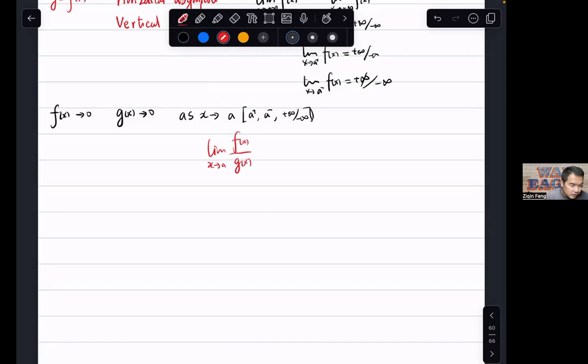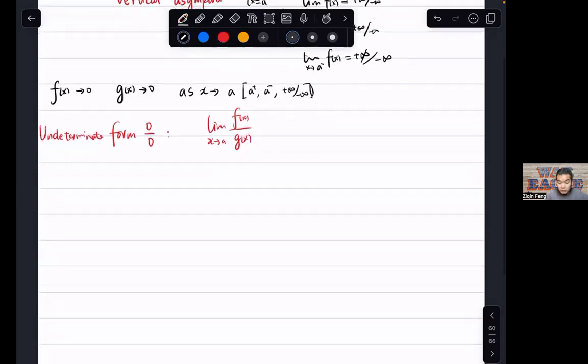So this is an indeterminate form. It could be infinity, could be 0, could be anything, right? 0 over 0 just means you have a special kind of limit. It's a fraction, and both numerator and denominator go to 0. And so let's see what L'Hopital's rule is, right?